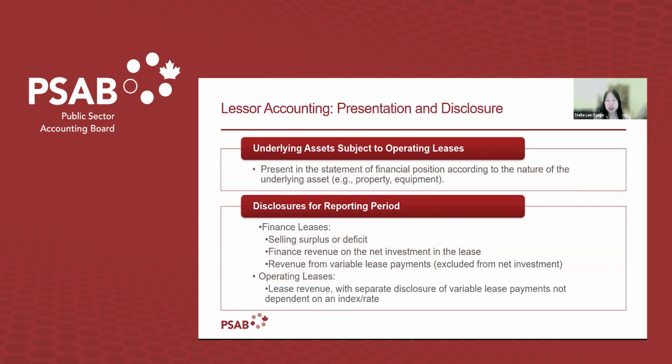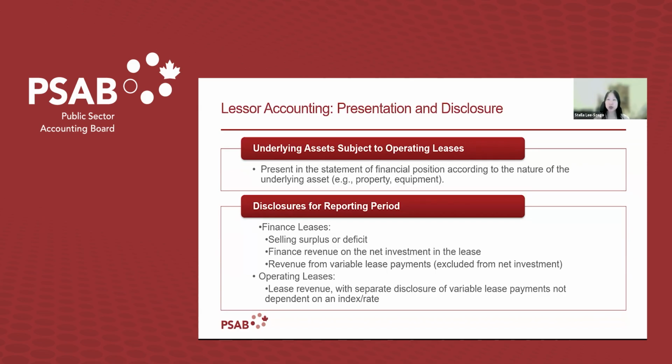The objective of the disclosures is for lessors to disclose information in the notes that, together with information provided within the Statement of Financial Position, Statement of Financial Performance, and Cash Flow Statement, gives a basis for users of financial statements to assess the effect that leases have on the financial position, financial performance, and cash flows of the lessor. The lessor should present the underlying assets subject to operating leases in the Statement of Financial Position according to the nature of the underlying asset.